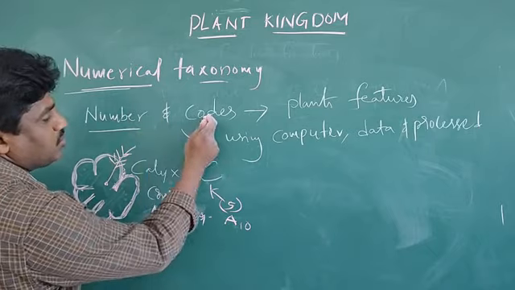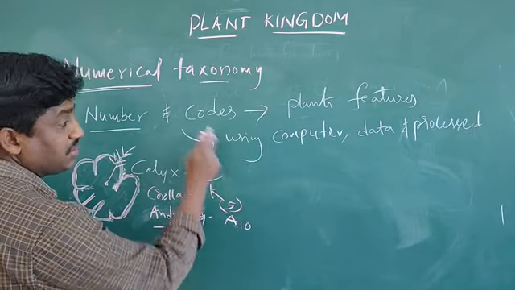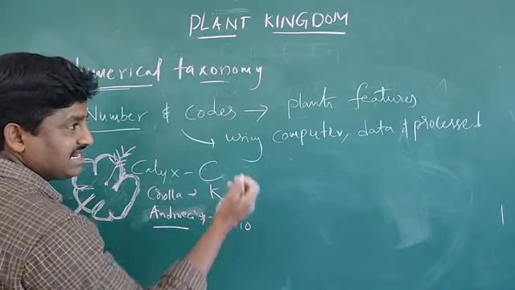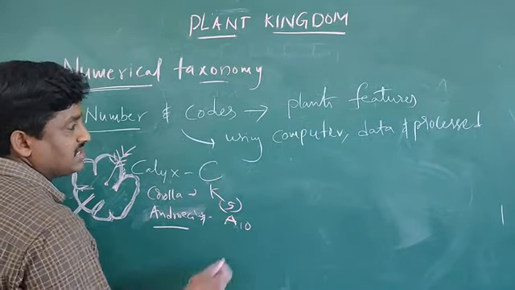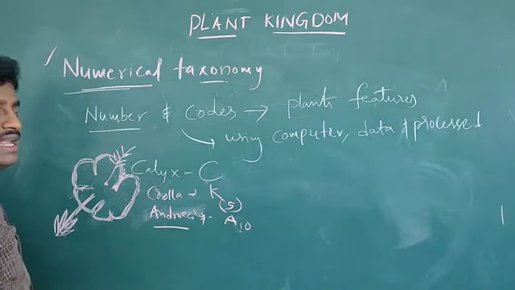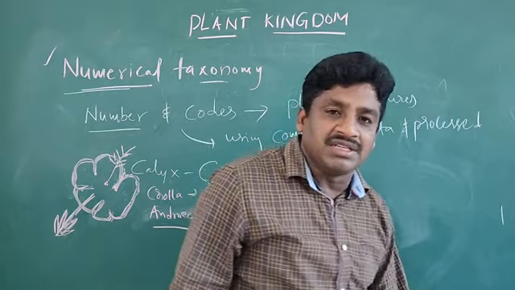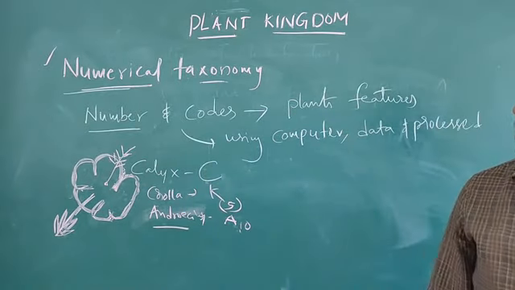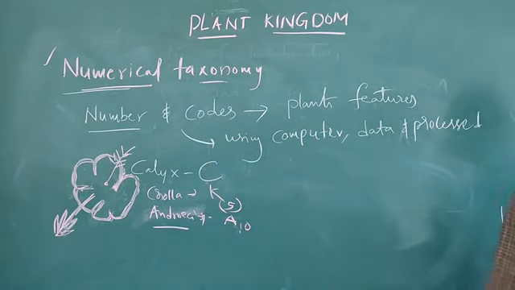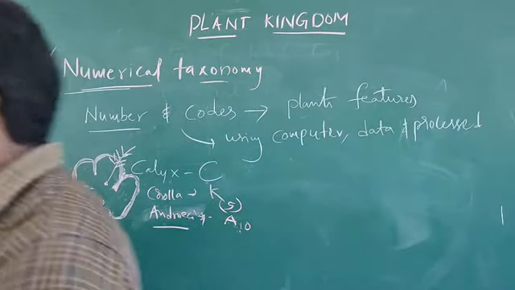So these numbers and codes for all plant features are arranged using the computer, and data is collected and then processed. Such a taxonomy we call numerical taxonomy. That's it. Okay, next.